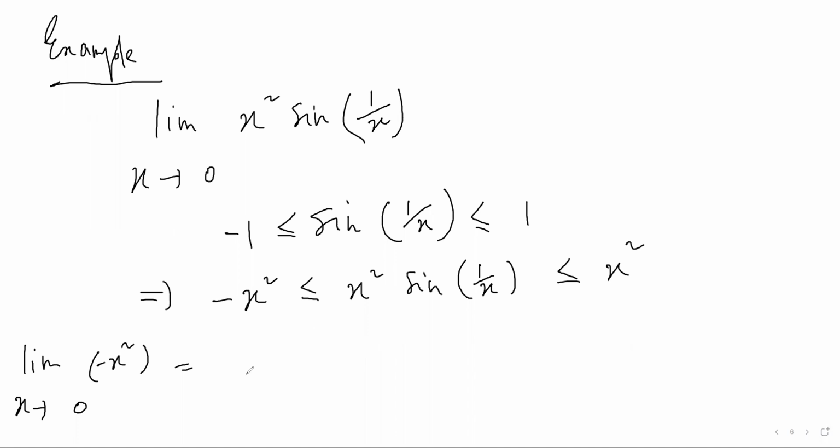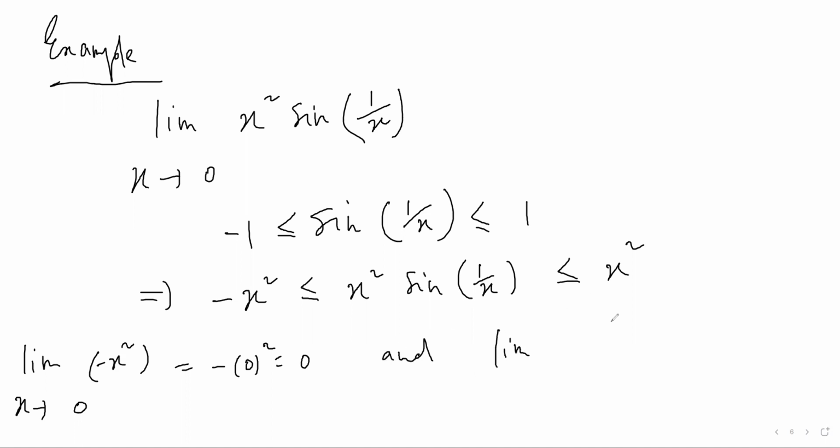Well, this minus x squared is defined at 0. Therefore, it's continuous there. So we can just substitute to get the limit, and that gives us 0. The limit of this function to the left is 0. What about the limit of the function to the right? You'll find that it's also 0.